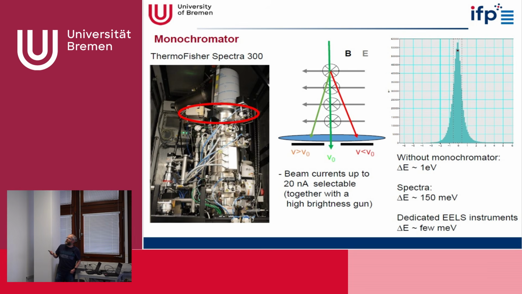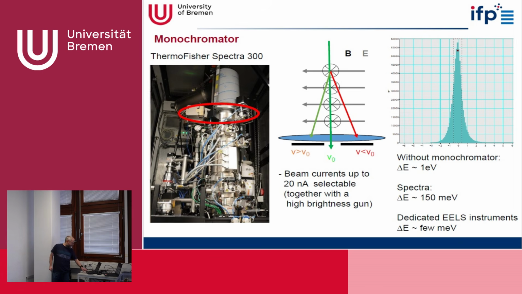Another advantage of this monochromator is that we can continuously tune the electron beam from 20 nanoampere down to a few picoampere. This is important because sometimes specimens can be beam sensitive, and if we applied too high a beam current, we would damage the samples, which we don't want, because we don't want to change the object of the investigation.